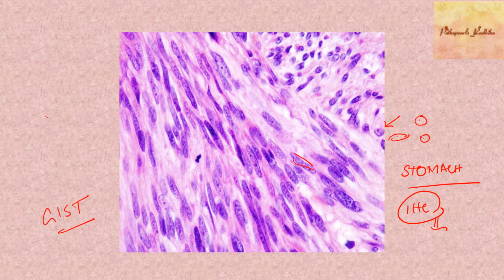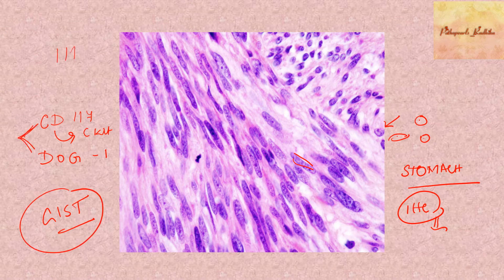So this is important. You can use something called CD117 or c-KIT. So c-KIT could be a marker. Then you have something called DOG1, which is called discovered on GIST. These are immunohistochemical markers which are used in the diagnosis of GIST: your CD117 and DOG1.